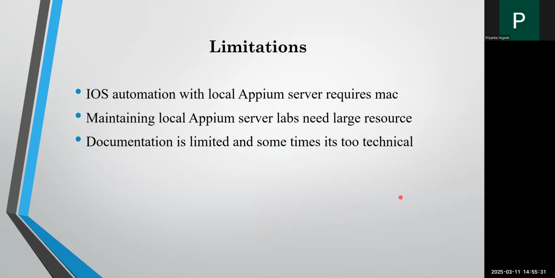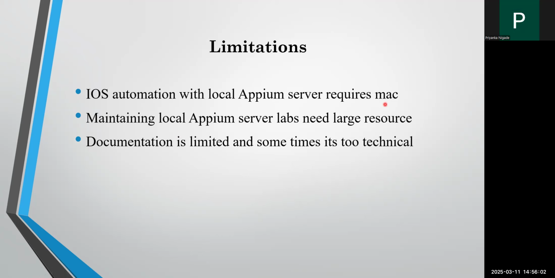But what are the limitations? Every automation tool has its own advantages and its own limitations. Coming to Appium, whenever you want to test any iOS application with a local Appium server, it needs a Mac machine. Without the Mac operating system, you will not be able to set up or test any iOS application. So for that platform we compulsorily need the Mac operating system.